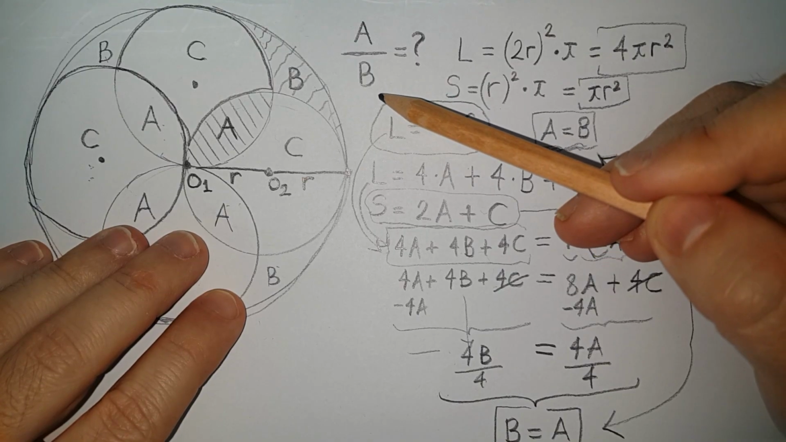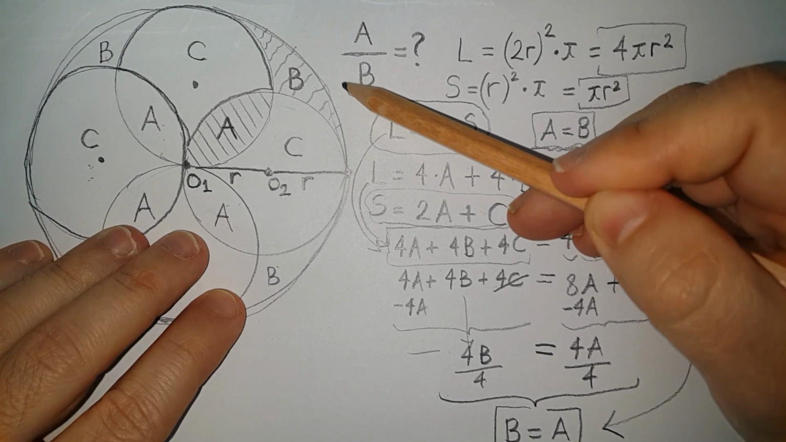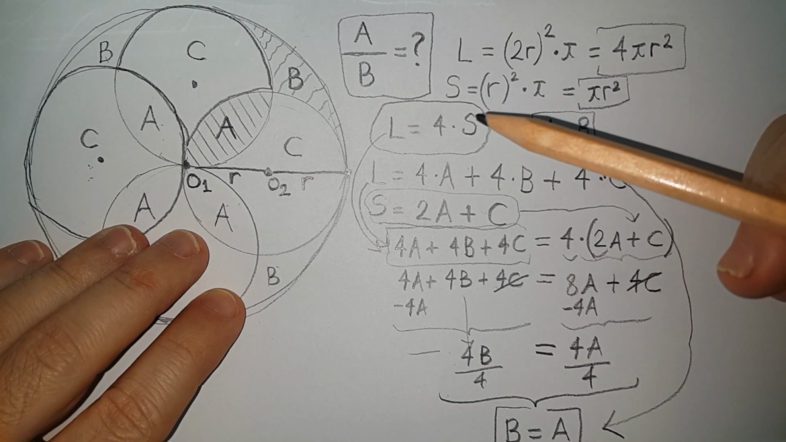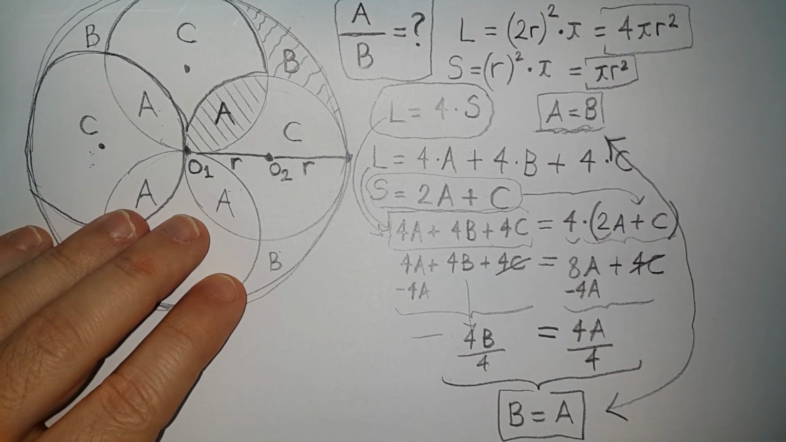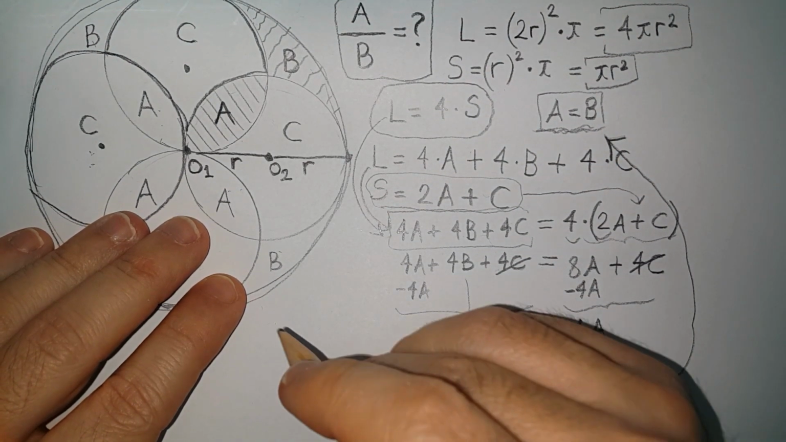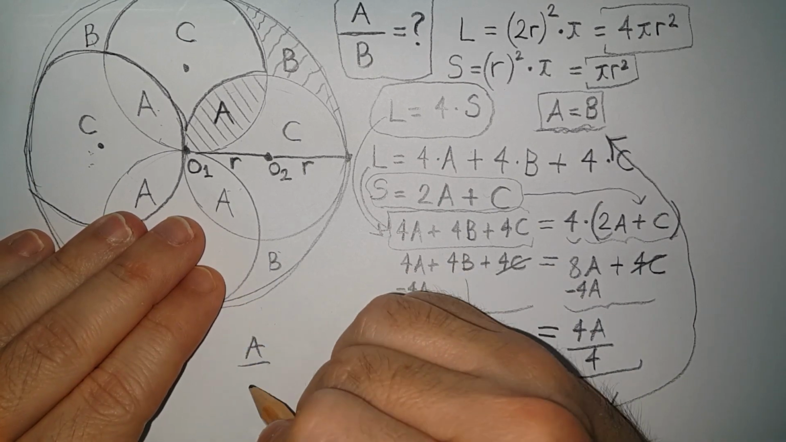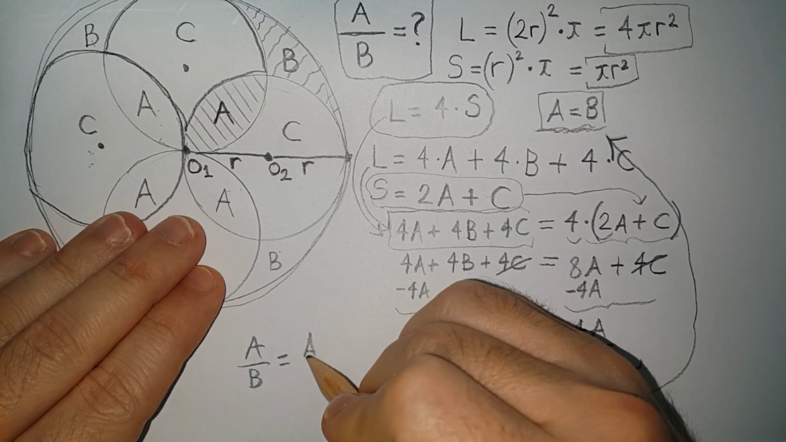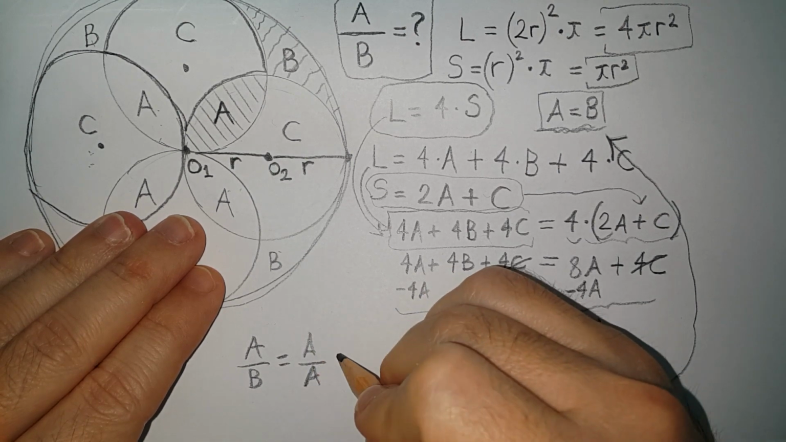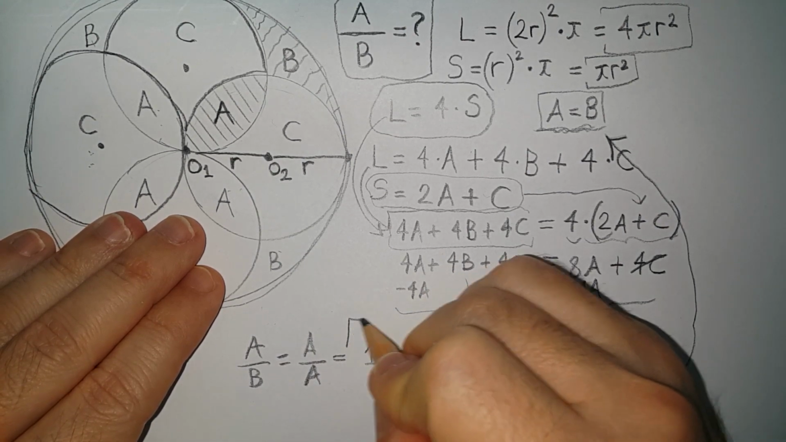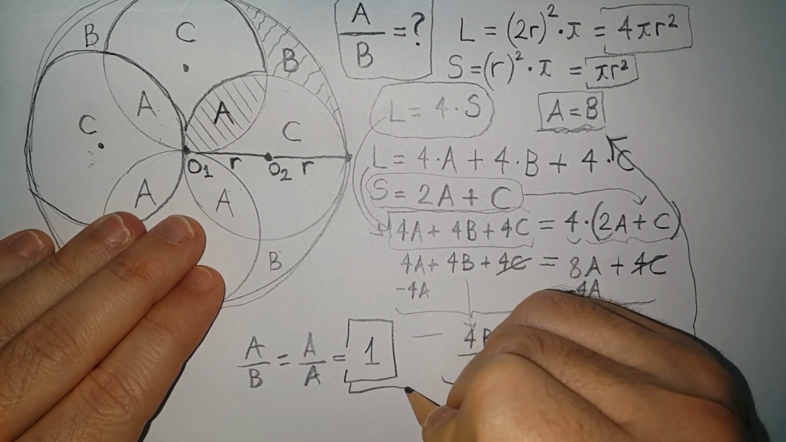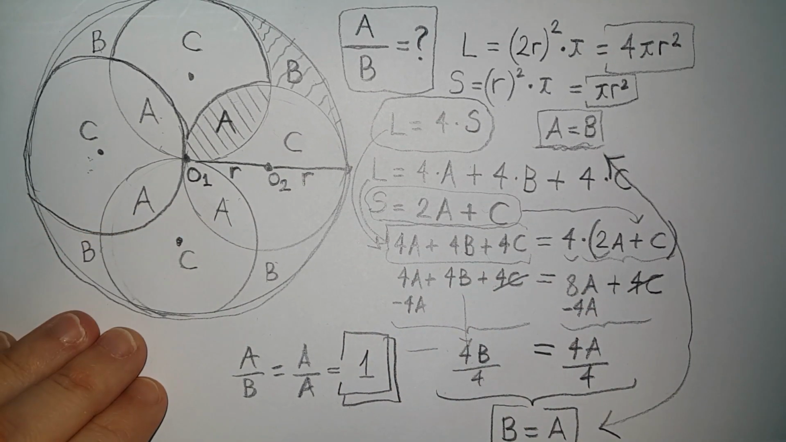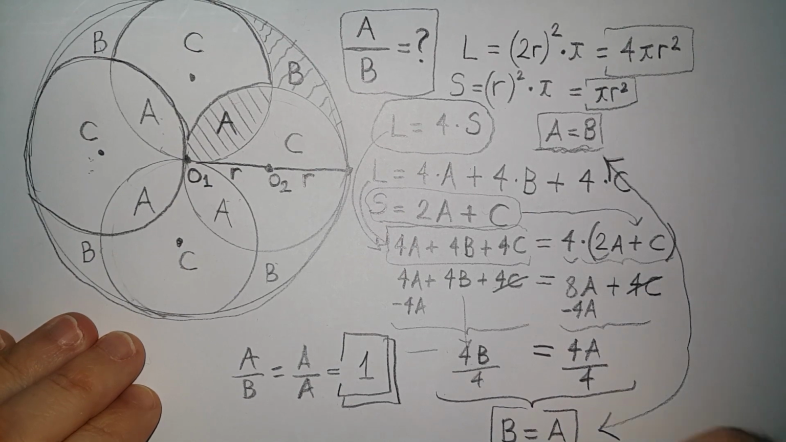Let's go back and see what the question was. The question was A divided by B. So we know that A equals B, right? And A divided by B is basically, we can replace B with A now because we know they're equal. It's A divided by A, which is 1. So the answer to our question is 1. We showed it using math.